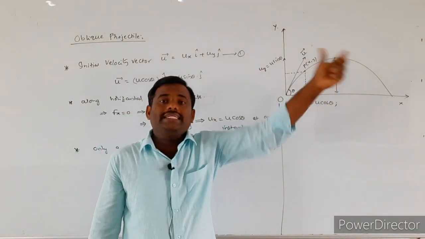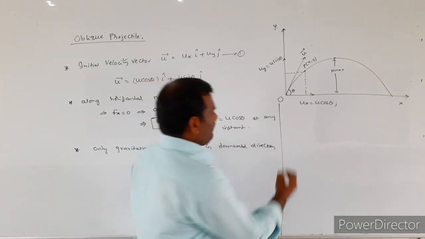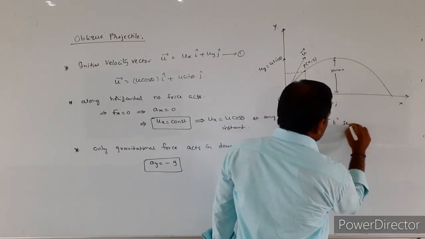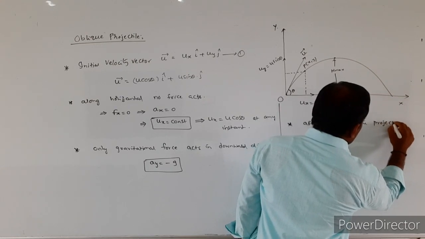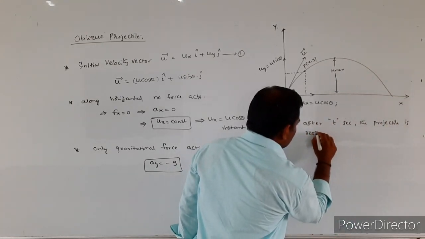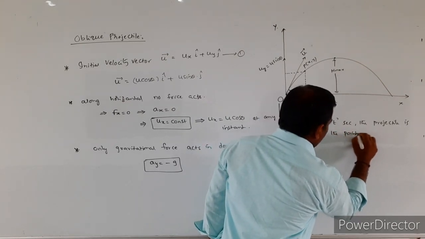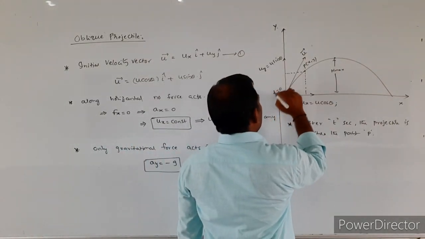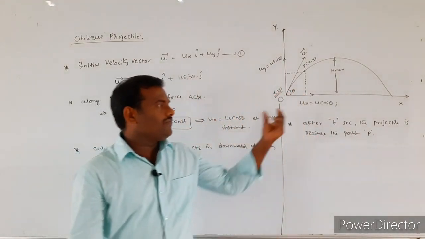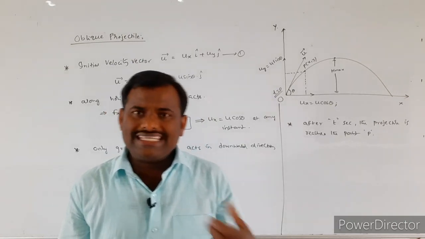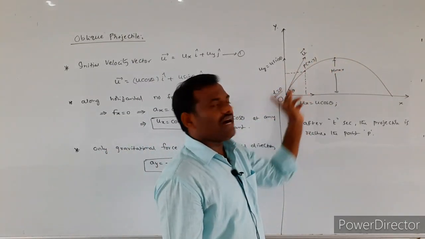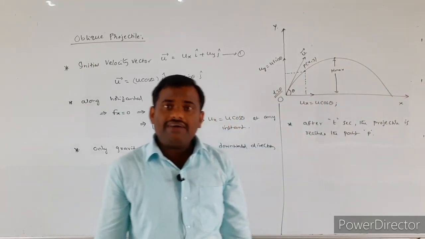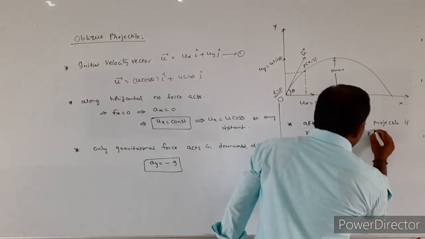Now, in the path of the projectile, I consider a point P. After t seconds, we assume that the projectile reaches the point P. Whenever the body is projected from the point O at t is equal to 0, after t seconds I am assuming that the particle will be crossing the point P of xy. What does P of xy mean?